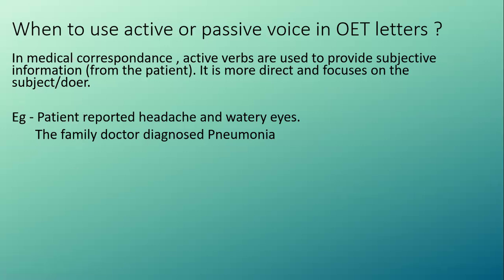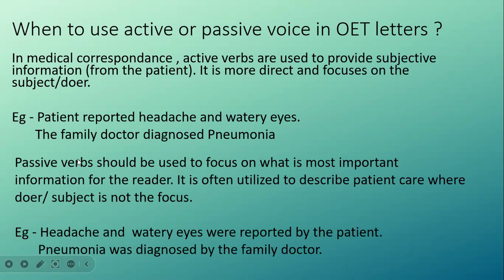But when we change these sentences, it becomes passive, where the focus is on what is more important. When you write OET letters, you always pay attention to the requirements of your recipient: what is important for my reader, what is important for my recipient. So when you're writing OET letters, your focus is on that part. You aim to write a letter which is clear and easy to understand by your recipient.